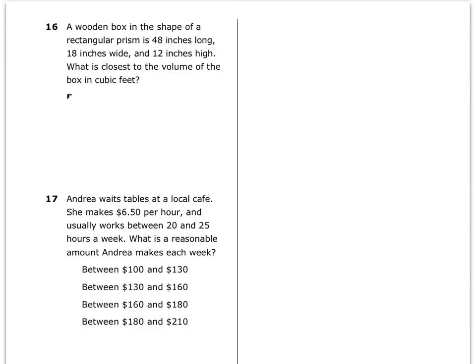All right. Number 16. A wooden box is shaped in a rectangular prism that's 48 inches long, 18 inches wide, 12 inches high. What is the closest volume to the box in cubic feet? Feet. Why did I underline feet? You gotta change it into feet. We have to change these inches to feet first. If we don't, you'll get it wrong.